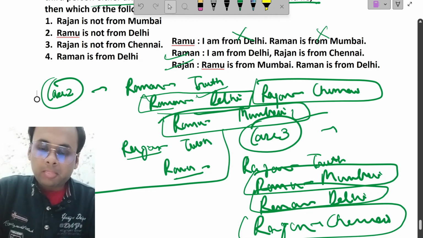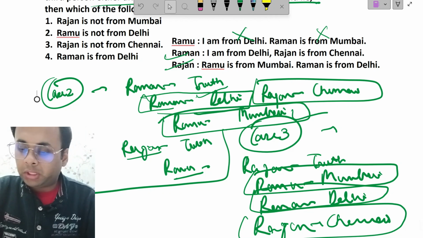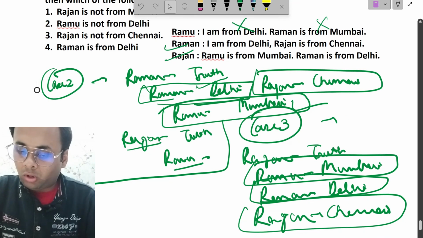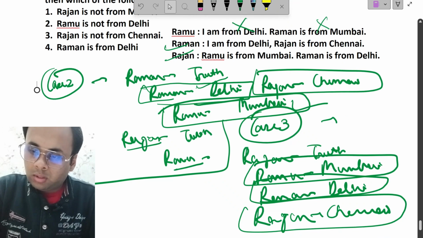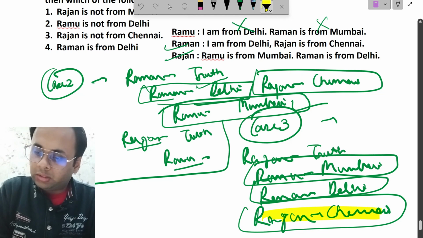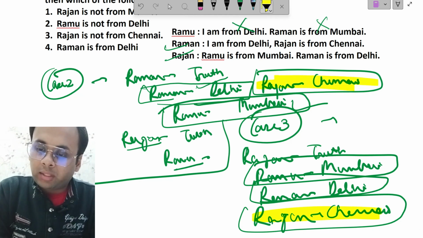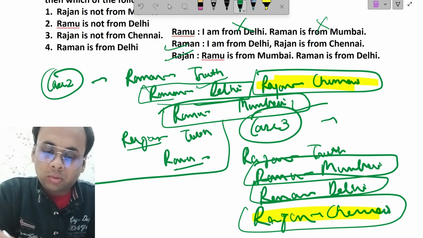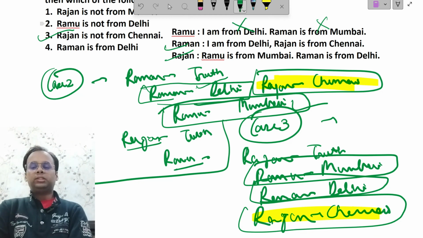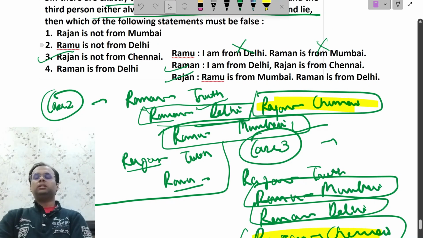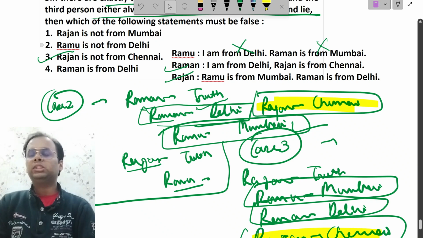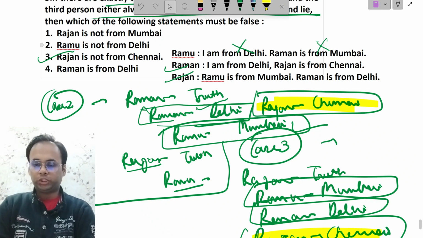Then the third one, Rajan is not from Chennai, which is false because Rajan is from Chennai as per both the analyses. So definitely Rajan is from Chennai. Okay, so this is how we solved it. I hope you like the concept and our analysis and our approach behind solving this sort of question.